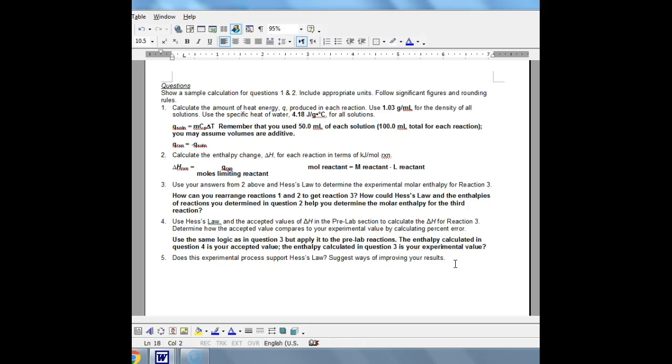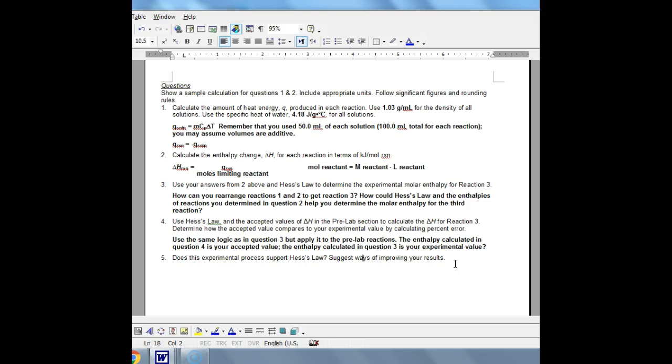For number 1, it says you're going to calculate the amount of heat energy produced in each reaction. You can do that by finding the energy of the solution. You will need the mass, the specific heat, and your temperature change, because we were working with coffee cup calorimeters. You did not weigh your solutions. You did measure their volumes. You used 50 mils of each solution, which gave you a total volume of 100 mils. And you're allowed to assume the volumes add completely, so 50 plus 50 gives you 100.